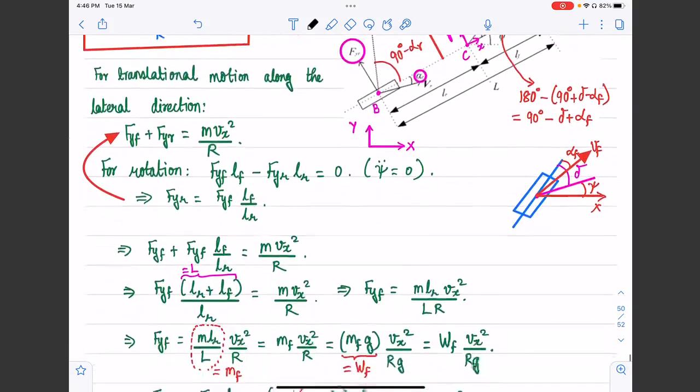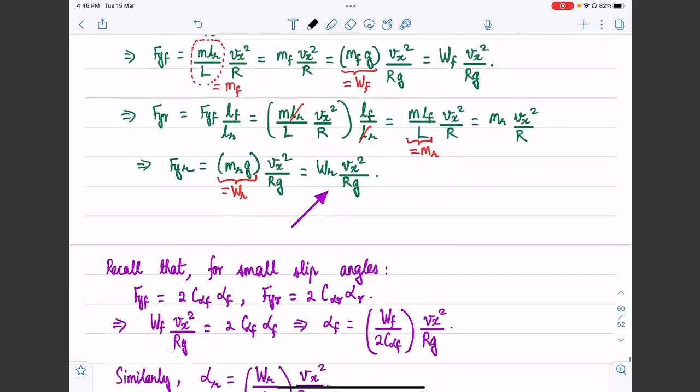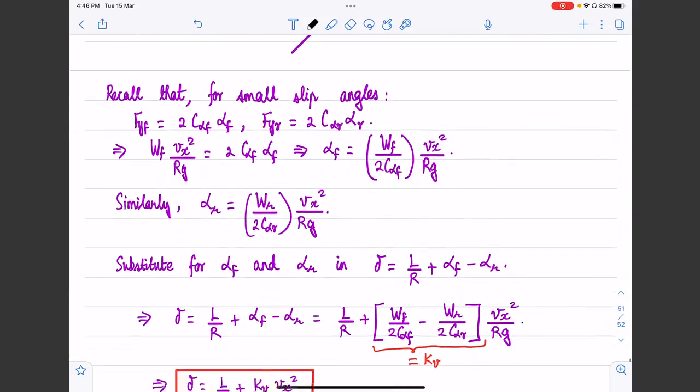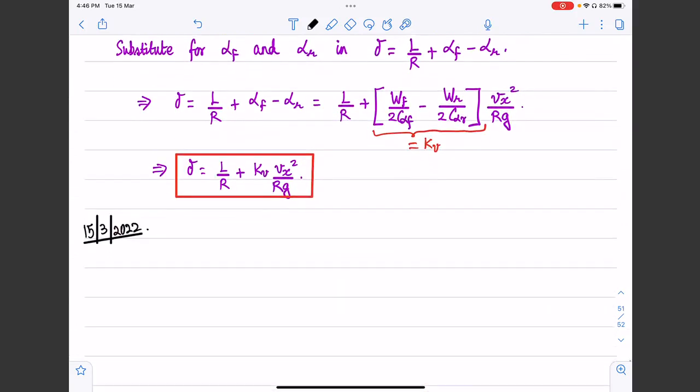Then we applied the equations of motion for translation along the lateral direction and also rotation. That gave us a couple of equations, and we substituted for alpha F and alpha R, assuming small slip angles, and we got an expression for delta as L by R plus KV Vx squared by RG. So we got the same expression for the understeer gradient through this derivation.